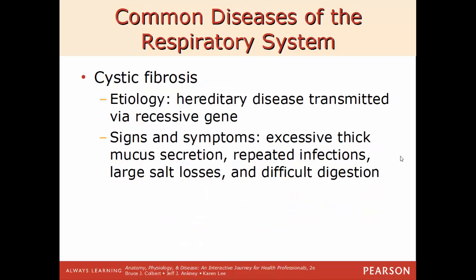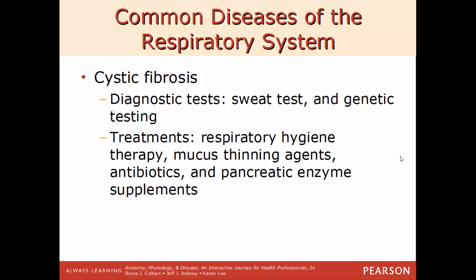Okay, next one, CF, cystic fibrosis. Etiology: this is a hereditary disease that's transmitted through a recessive gene. Signs and symptoms: excessive thick mucus secretion, repeated infections, large salt losses, and also difficult digestion. Some diagnostic tests: a sweat test, and also genetic testing. The treatments will include respiratory hygiene therapy, mucus thinning agents, antibiotics, and pancreatic enzyme supplements to help with the digestion.